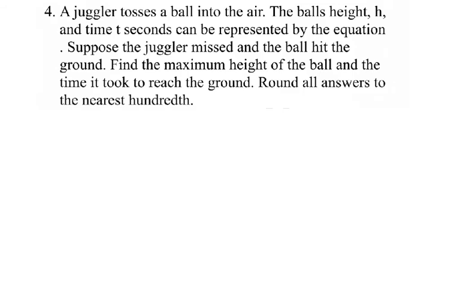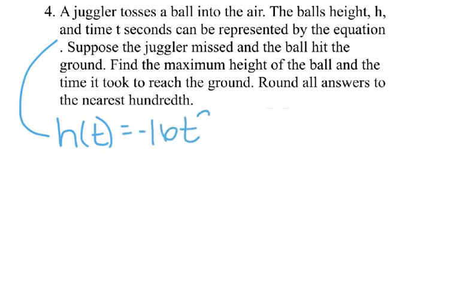Okay, so a juggler tosses a ball into the air. The ball's height h and time t can be represented by this equation. Sorry, this program doesn't have really good formatting, so that's why I sometimes have to write in the equation. Okay, so here's the equation. We're going to find the maximum height of the ball and the time it took to reach the ground. So that is 2 different things we're looking for.